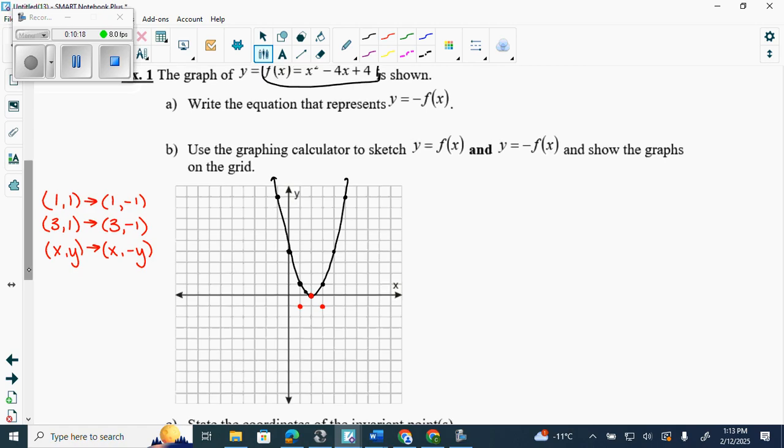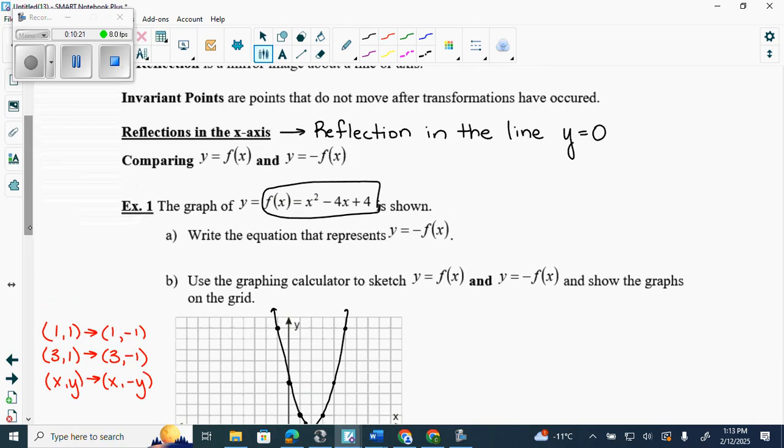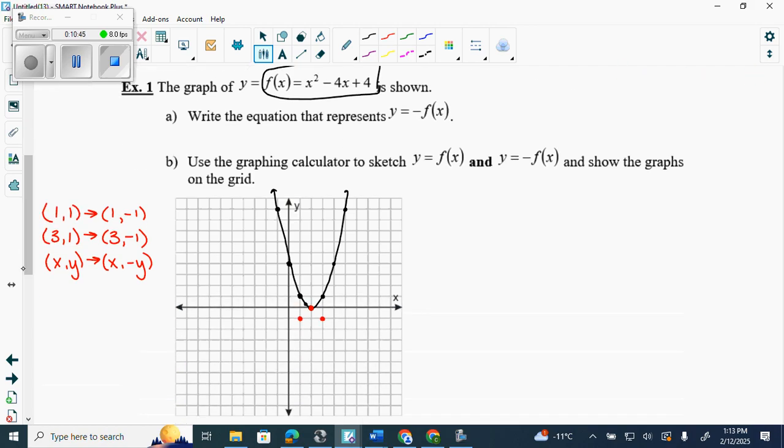So when we say reflection in the x-axis, or in the line y equals 0, it actually affects the y values. So it always affects the opposite of what you think. So if it's reflecting in the x-axis, it affects the y values. The y values are negated. Okay? So that's going to be our mapping. x, y becomes x, negative y. So if we do the rest, 0, 4 is going to become 0, negative 4. Negative 1, 9 is going to become negative 1, negative 9. 4, 4 is 4, negative 4. Sorry, 5, 9 is going to become 5, negative 9.